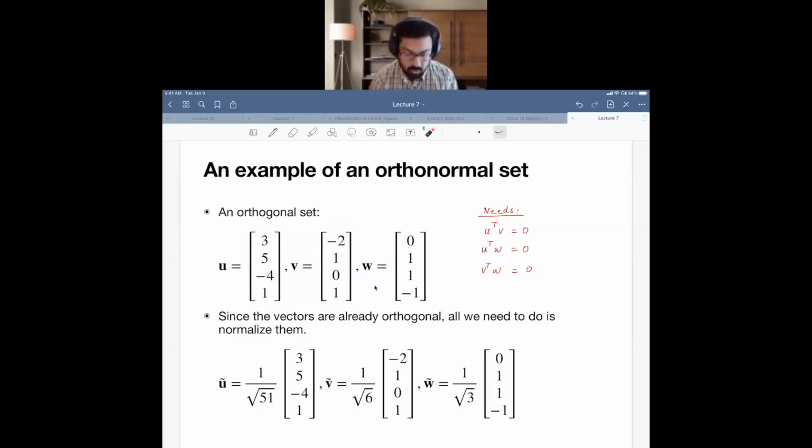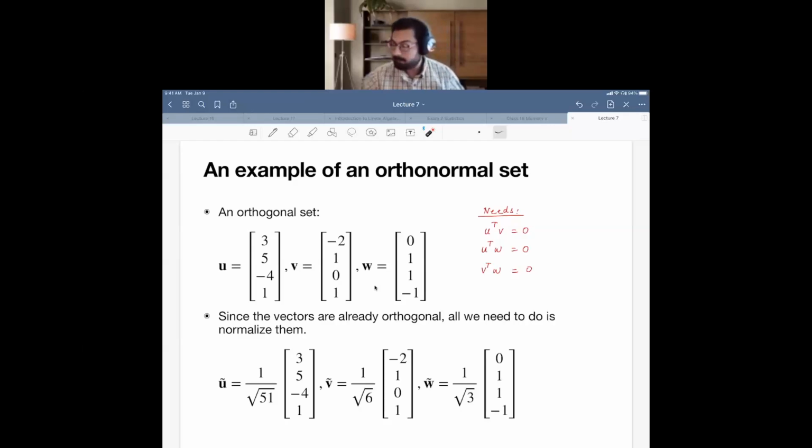So what I'm going to need to do is, if I want an orthonormal vector that points in the same direction as u, I will take u and divide it by its norm. So square root of 51 over here. For v, I have square root of 4 plus 1 plus 1, so I've got square root of 6 there. And then for w, I have square root of 1 plus 1 plus 1, so I've got a square root of 3 over there, right? So using an orthogonal set, you can translate them into an orthonormal set by simply dividing each vector by their norms. So each vector's norm.